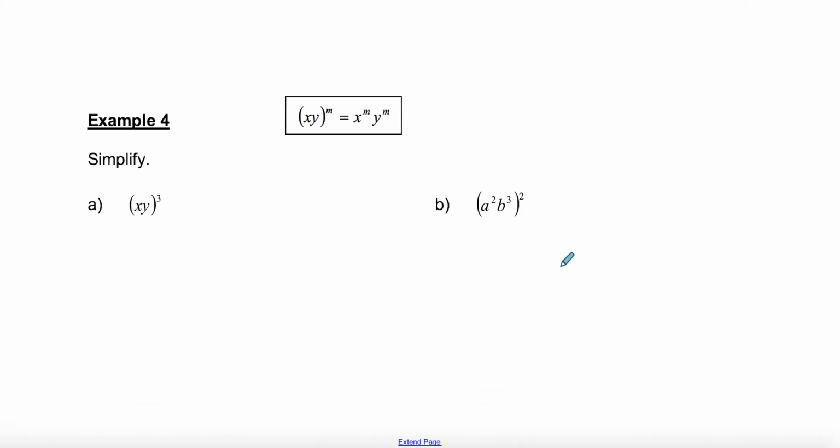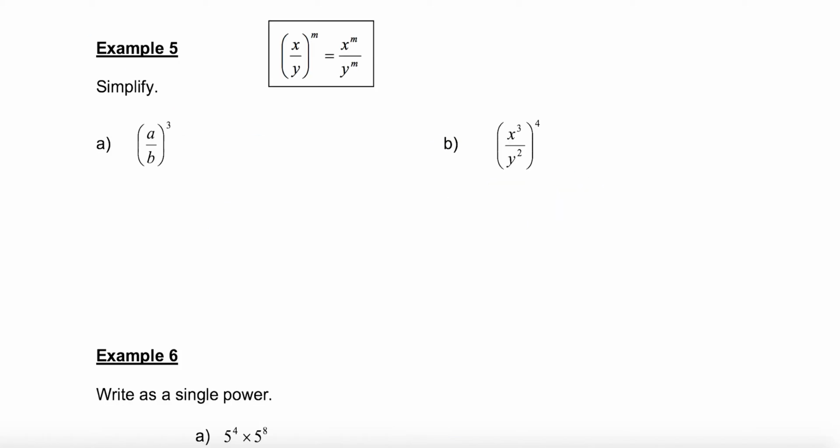Let's look at this one. Example 4. A few little things here. That exponent applies to the x as well as the y. So be careful there. That's x to the 3rd, y to the 3rd. And same over here. That 2 is an exponent of an exponent, or a power of a power. So you would multiply both of those. That would be a to the 4th, b to the 6th.